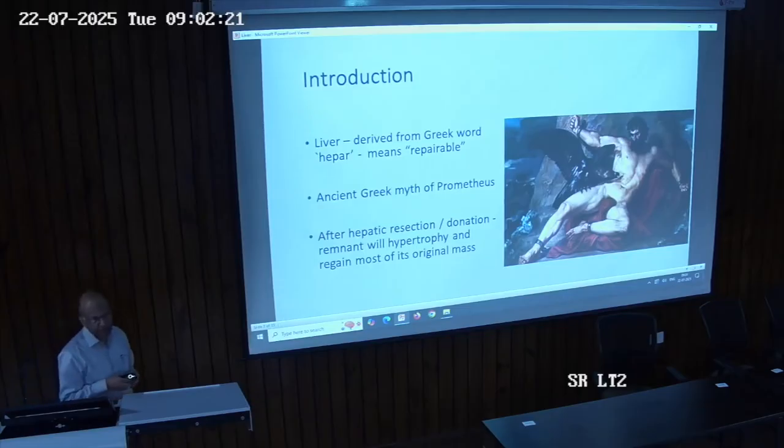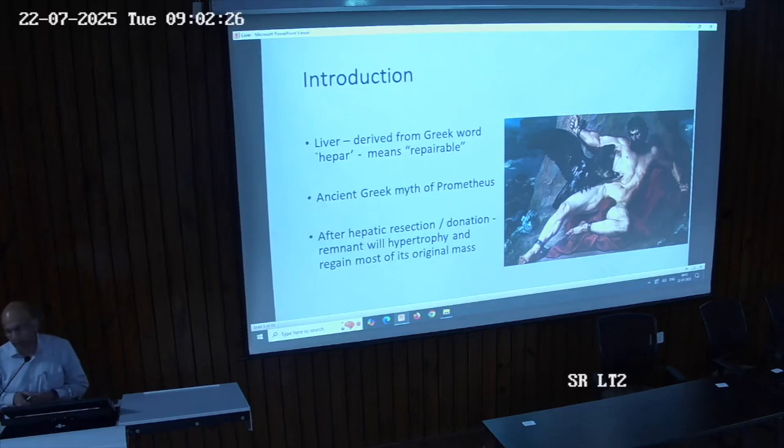To start, the word liver has its origin from a Greek word hepar, which means repairable. What you see here is the picture of a person called Prometheus. This is from Greek mythology. Prometheus gave the gift of fire to the human beings, as a result of which the king got very annoyed. So Prometheus was tied to a mountain, and the king used to send his eagle every day to feed on the liver of Prometheus. Much to his surprise, whatever the eagle ate during the day would regenerate.